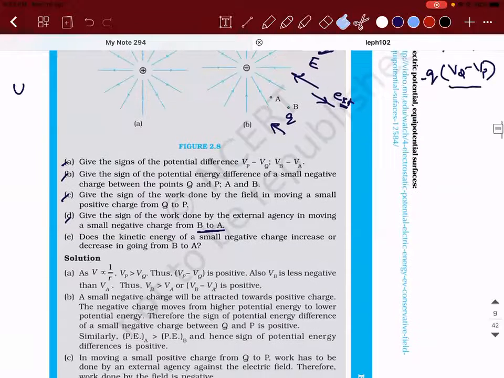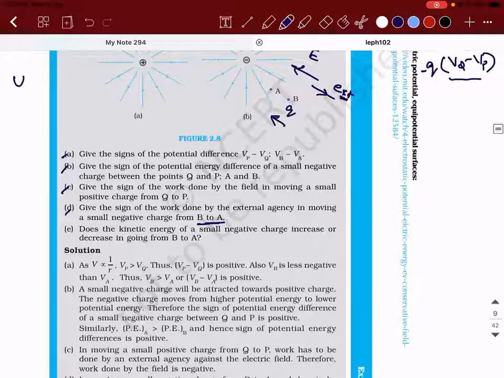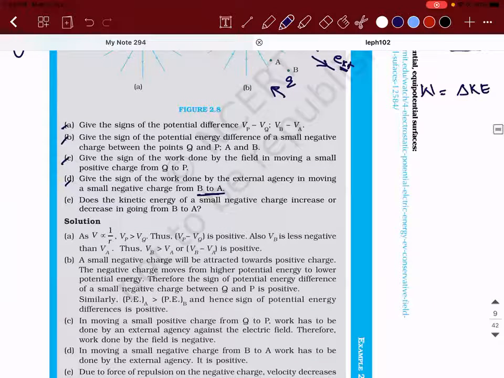Okay, that is one way. And one more point I wanted to mention is there is something called the work energy theorem. You know this, right? Work done by all the forces is equal to change in kinetic energy. So if you see, does the kinetic energy of a small negative charge increase or decrease when it is moved from point B to point A, right?